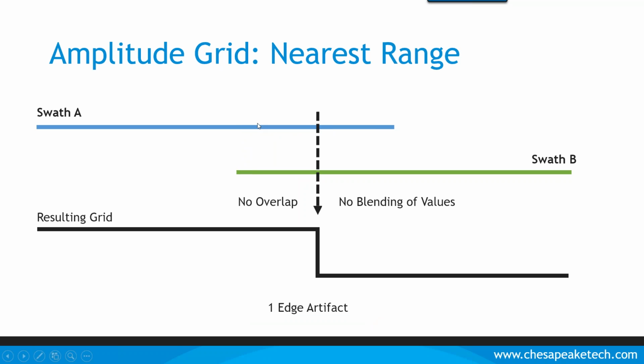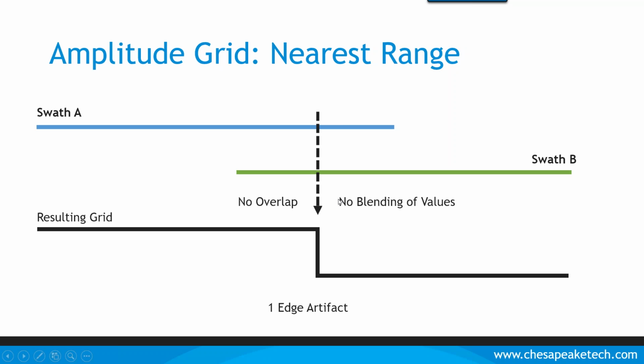Another option is to split the difference. That's what nearest range does. So where you have overlap, the nearest range will divide the overlap in half, and it assigns all of the data from the resulting grid up to the midpoint. It will go from swath A, and then once you've crossed the midpoint, everything from swath B is plotted, and there's no overlap at all. You'll generate one edge artifact where you step down from swath A to swath B, but importantly, there's no blending of the values.